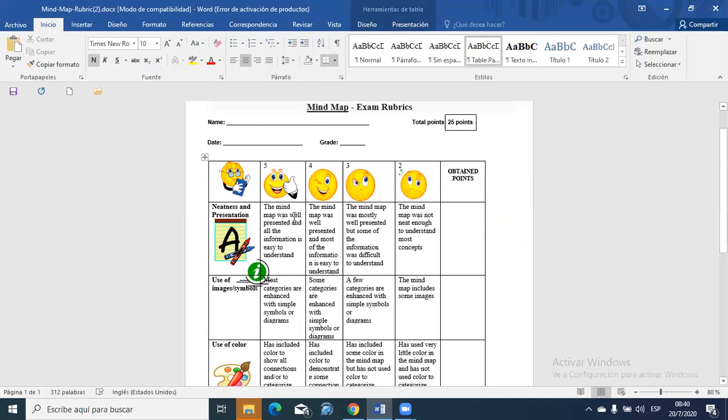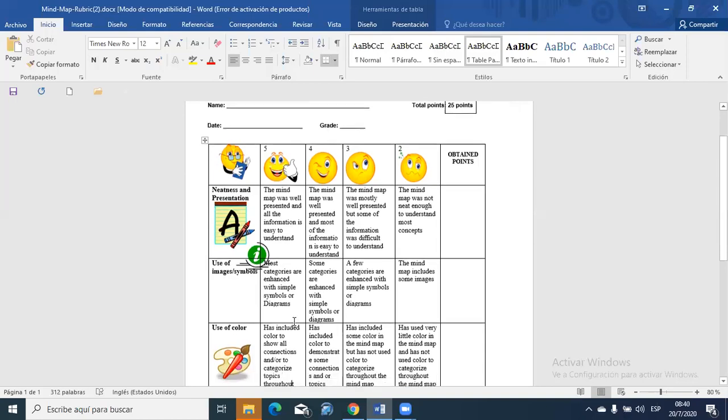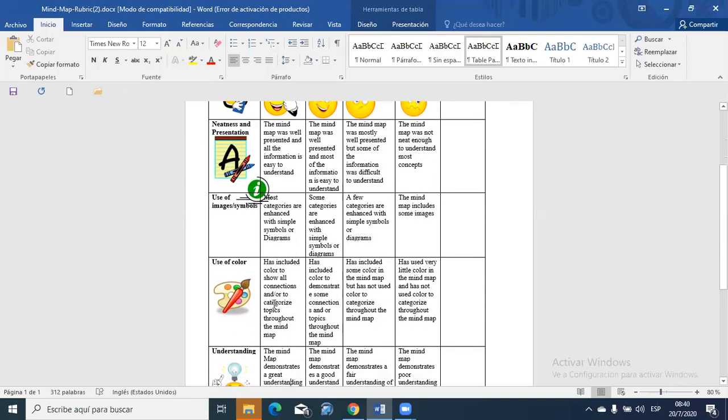It says the mind map was well presented, had all the information, and is easy to understand. The second, use images and symbols. Most categories are enhanced with symbols and diagrams. Okay. Now the third is colors. You have to use a lot of colors, guys. In this mind map, you use a lot of colors. Okay, it says has included colors to show all connections and all the categorized topics throughout the mind map.